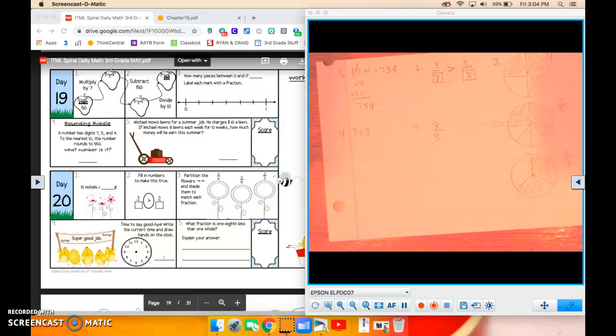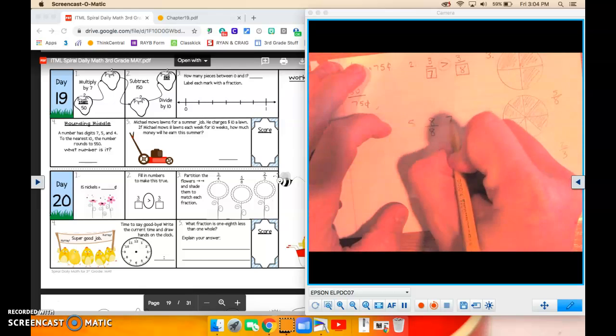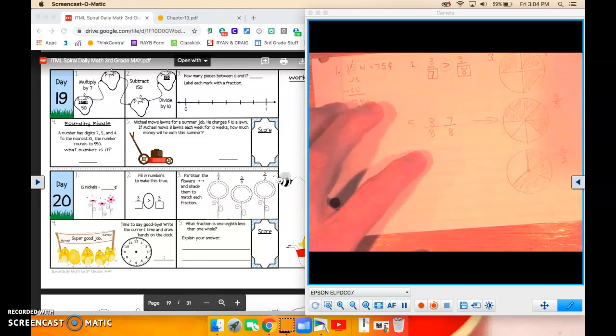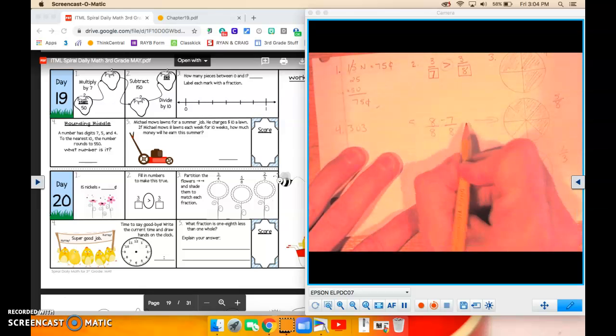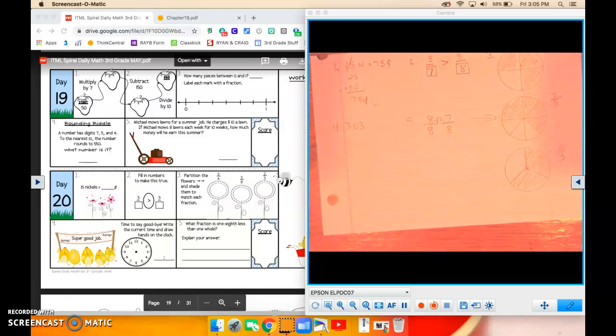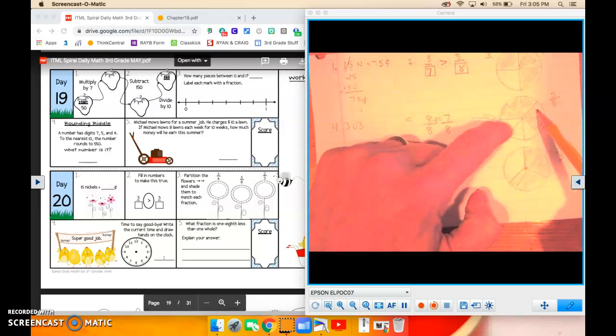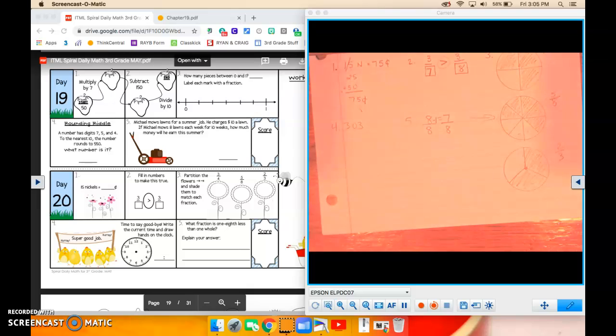Now, what fraction is 1/8 less than 1 whole? Well, if we just didn't have this one colored in, but we had the rest colored in, we'd have 1, 2, 3, 4, 5, 6, 7. So 1/8 less than a whole would be 7/8. Okay? Explain my answer. Well, 8 minus 1 equals 7. That's kind of a way, right? We left 1 open, so 1, 2, 3, 4, 5, 6, 7 out of 8 would be 1/8 less than a whole.